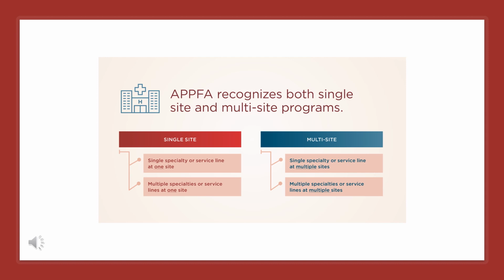Please see this diagram indicating a single site versus multi-site program with multiple workplace settings. You will see on the left side we have a single site program. Within that single site program, you may have one single specialty or service line at that one site, or you may have multiple specialties or service lines at that one site. The right side is a multi-site program. You may have a single specialty or service line at multiple sites, or you may have multiple specialties or service lines at multiple sites.